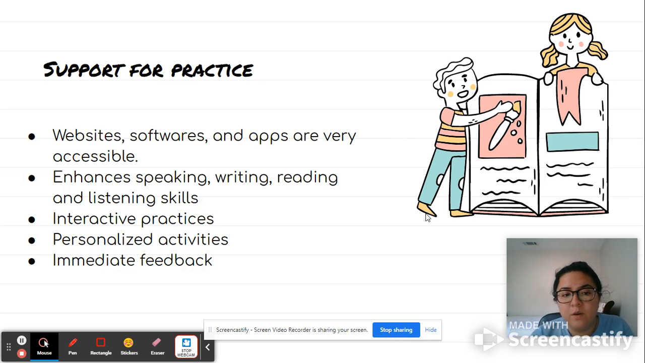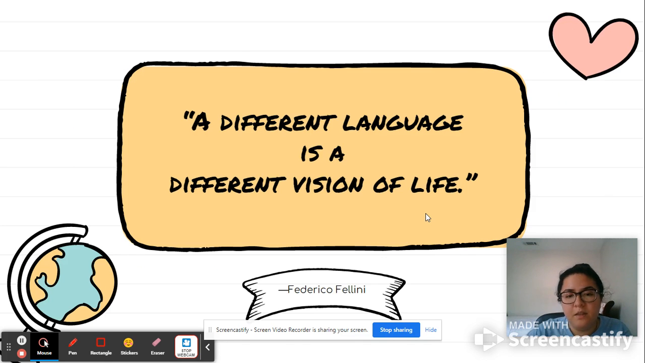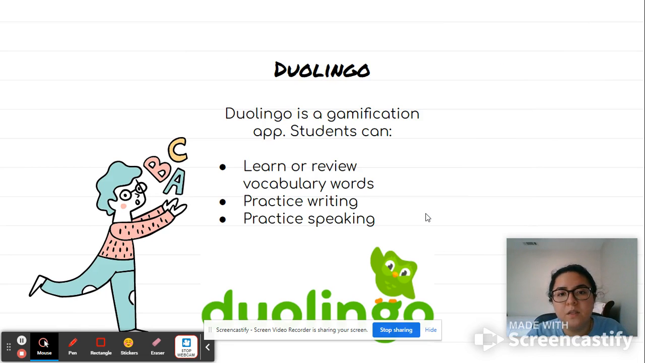They are interactive. They also become personalized. And lastly, they give immediate feedback. The reason why I enjoy using immediate feedback is because if I am working with a student, either in groups or one-on-one, I know that the students that are using the applications that I assign them are still receiving feedback from those applications. And so the first one is Duolingo.